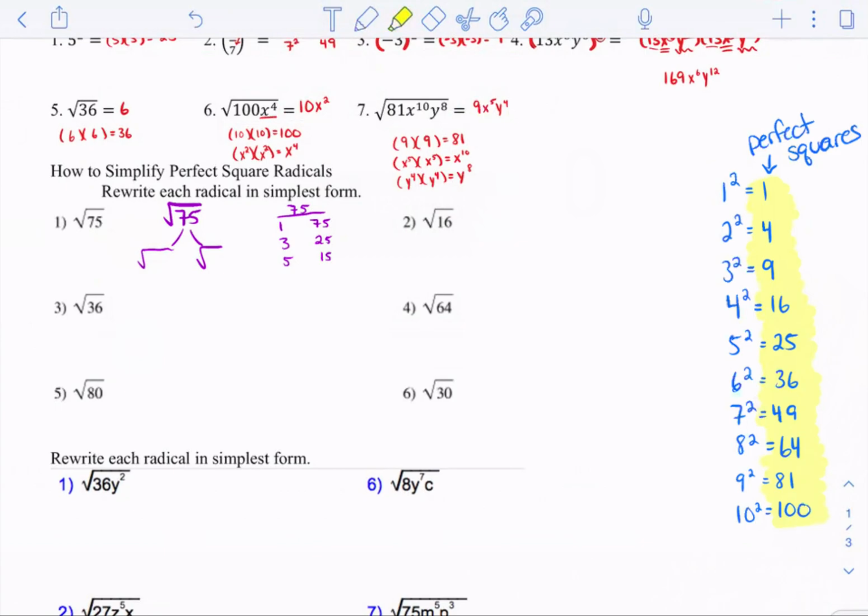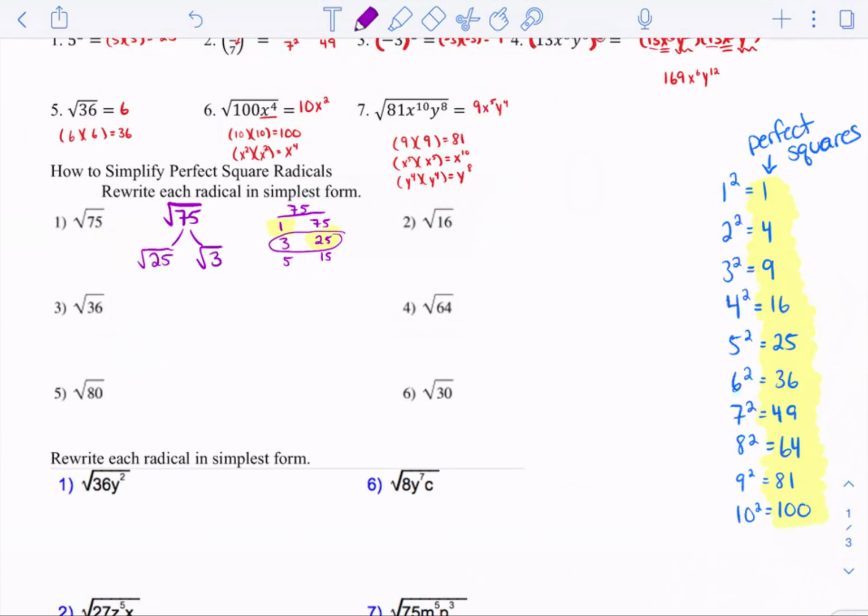Now, how many of those are perfect squares? So if I look here, I have 1. I don't have 4, 9, 16, 25. So there are my perfect squares. Which one is larger? This one right here. So these are the two numbers that I'm going to use. So this is 25 times 3.